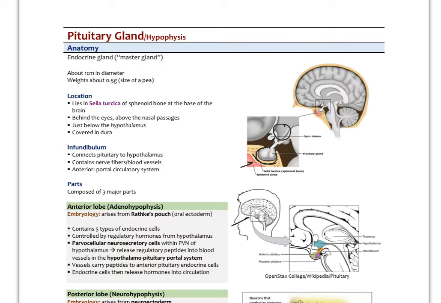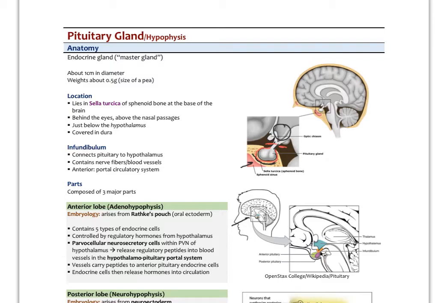It's covered in dura mater. The only part is right here where the infundibulum connects with the hypothalamus. There's no dura mater, but the rest of it is covered in dura mater. There's also arachnoid and pia mater, of course. The infundibulum itself actually contains nerve fibers, but also blood vessels. And there's a little portal, what we call a portal circulatory system. I'll show you in detail on the anterior portion of that.